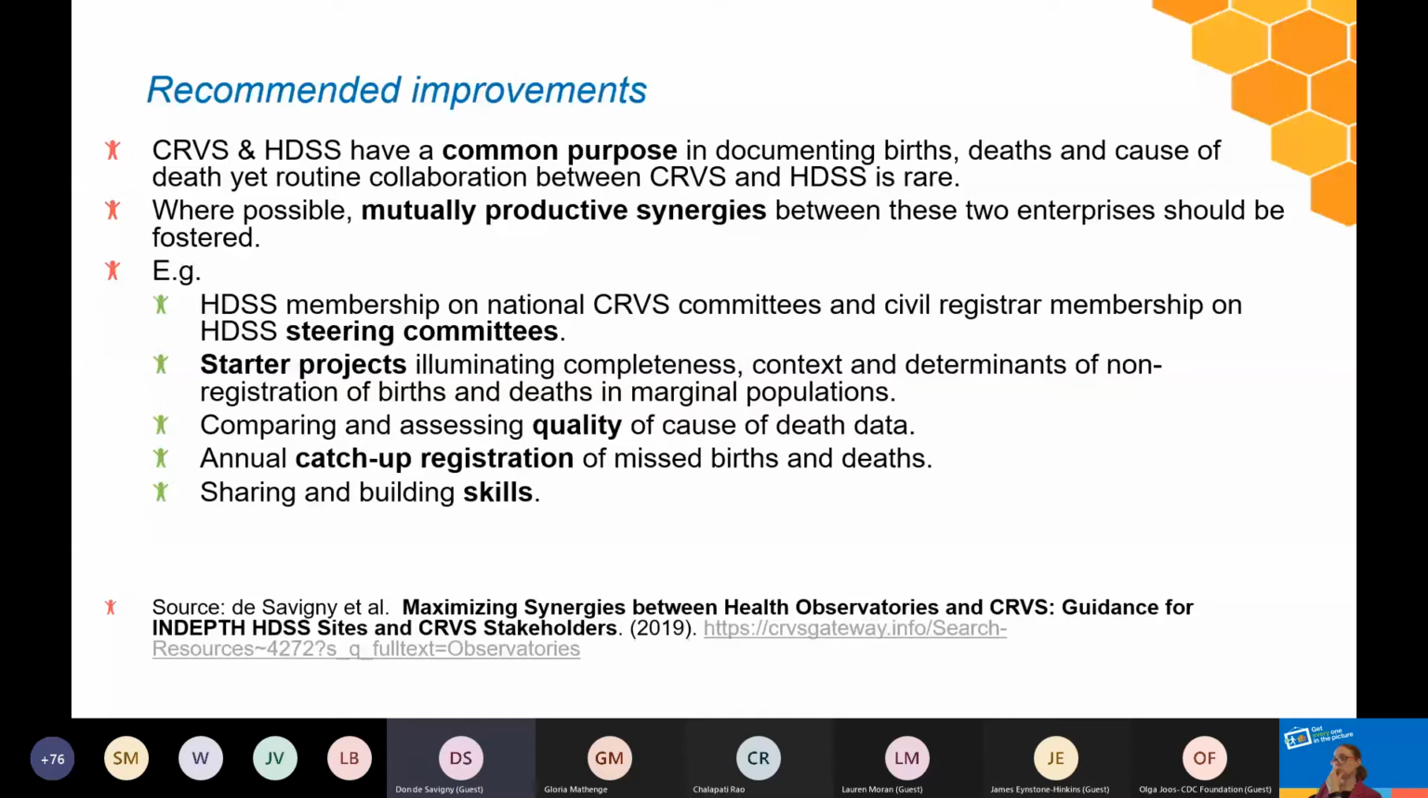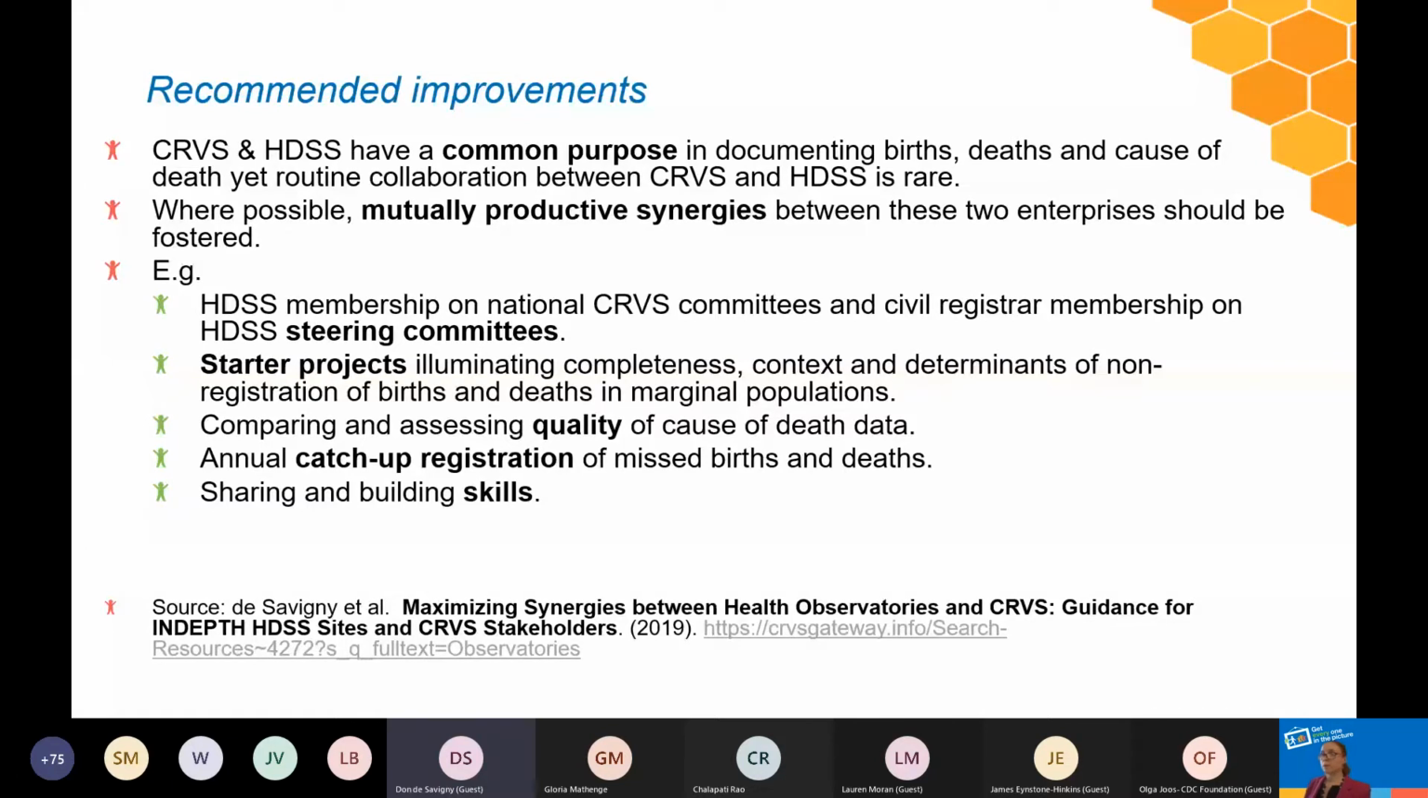But most importantly, there's a lot of skills and experience and expertise and large teams working in HDSS sites that could be shared with CRVS, and vice versa, with CRVS experiences shared in these HDSS sites. So there's a lot that could be done. It's not being done. These enterprises work in their own solitudes, in their own silos, with very little sharing going on.